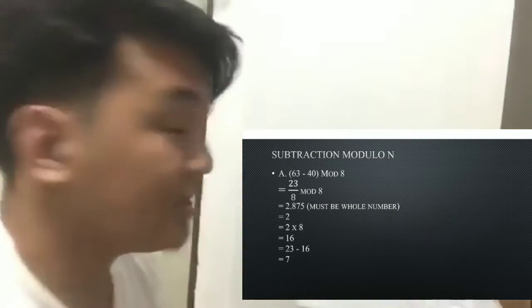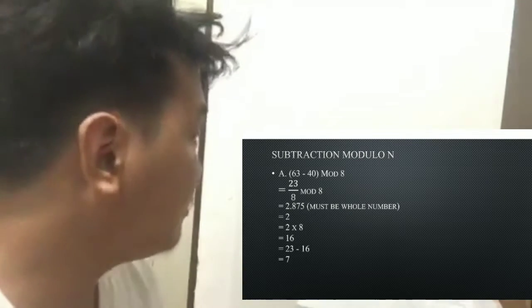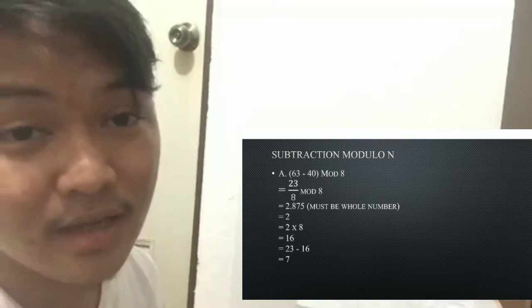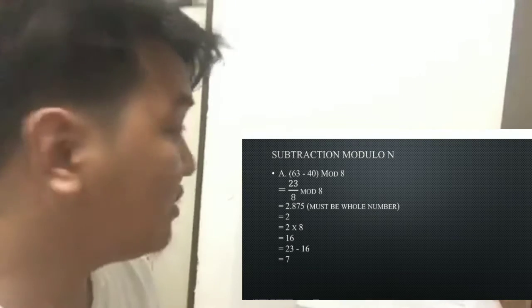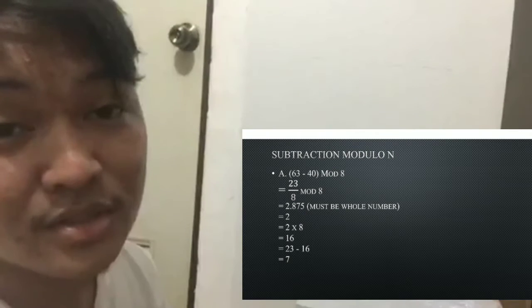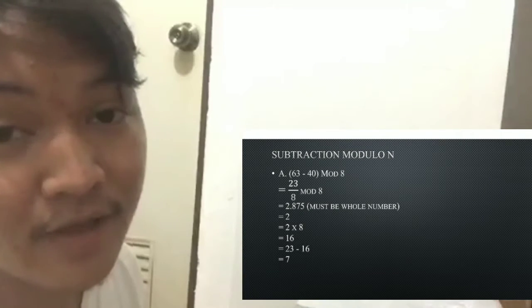So let's begin with subtraction modulo n. The first question is 63 minus 40, and the mode is 8. So 63 minus 40, you will get the answer 23, and then you divide it by the mode, which is 8. So 23 divided by 8, and you'll get the answer 2.875.